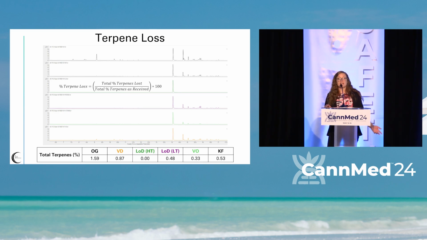0.5% as well. And similar to what we did with the decarboxylation, we also want to look at the percent terpene loss, so how many terpenes were lost overall, so that total terpene loss divided by the total terpenes as received times 100 on each of these next slides.